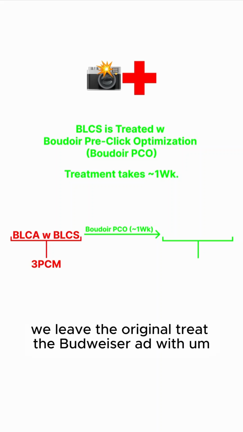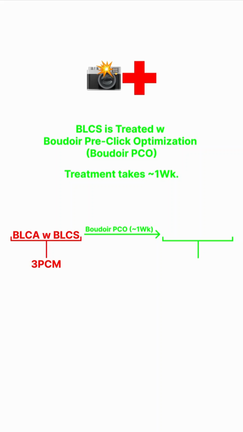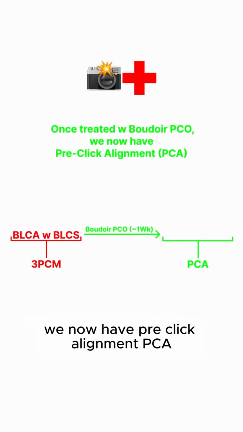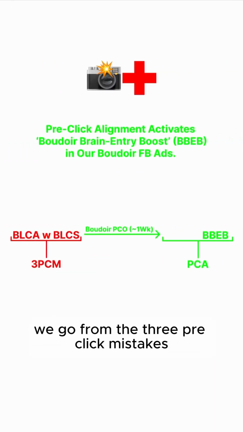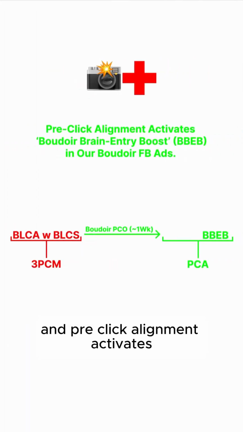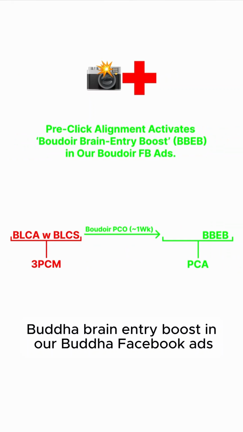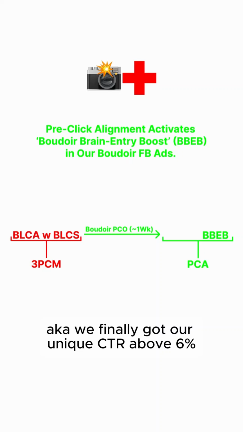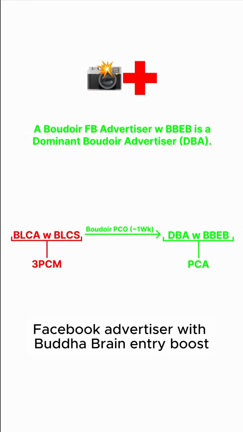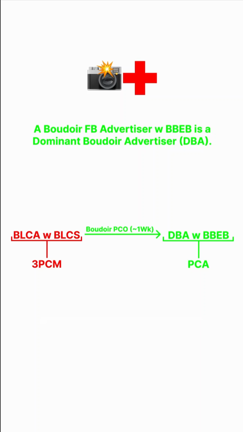We leave the original. Treat the Boudoir Pico ad with Boudoir Pico, and fix all these 3 pre-click mistakes. So once treated with Boudoir Pico, we now have pre-click alignment, PCA. So we go from the 3 pre-click mistakes to pre-click alignment. And pre-click alignment activates Boudoir brain entry boost in our Boudoir Facebook ads, aka we finally got a unique CTR above 6%. And a Boudoir Facebook advertiser with Boudoir brain entry boost is a dominant Boudoir advertiser, a DBA.